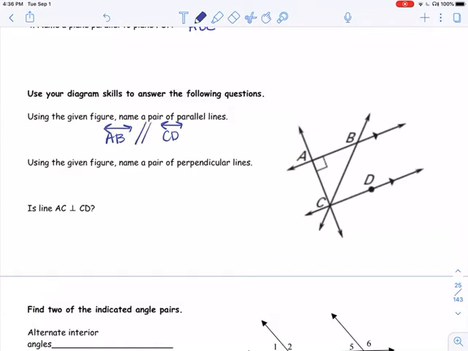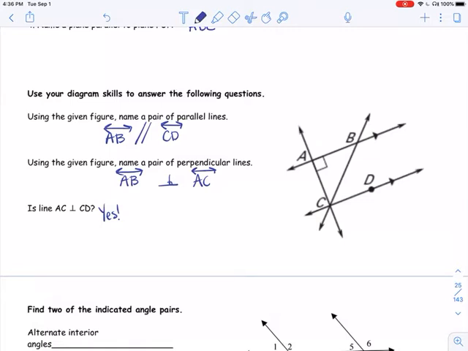Using the given figure, name a pair of perpendicular lines. Well, we've got the indication here that line AB is perpendicular to line AC. And our other question is, is AC also perpendicular to CD? And our answer to this is yes, because they are all coplanar.